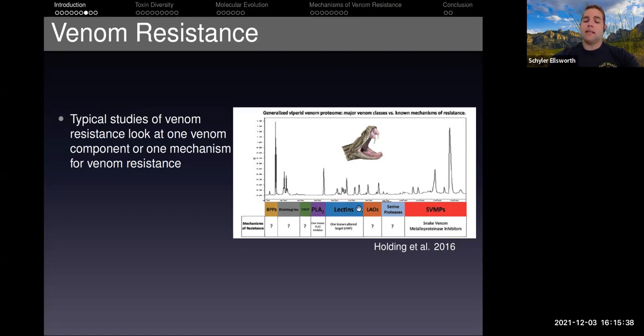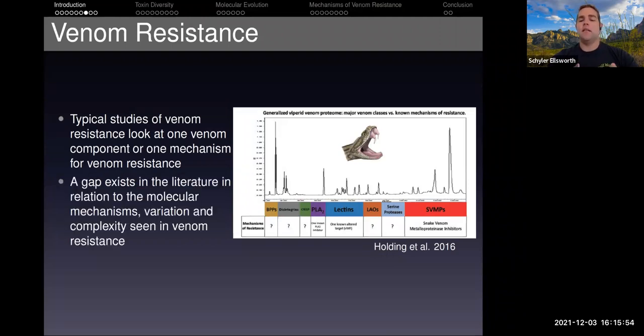Where the C-type lectins that are shown here are involved with that coagulation cascade and make it so your body cannot coagulate that blood, and so you end up bleeding out. And so these synergistic mechanisms have yet to be looked at in venom resistance, where we've just focused on that singular mechanism and singular venom component.